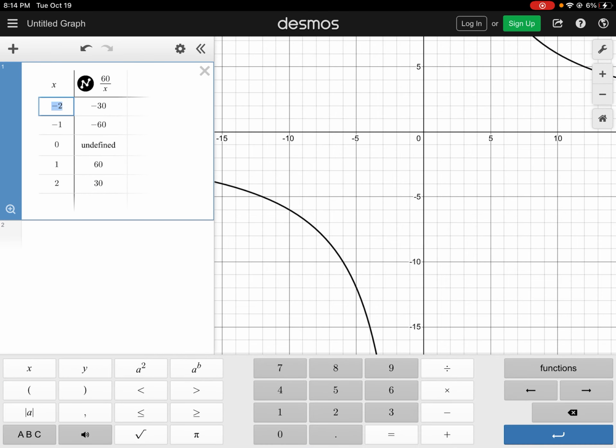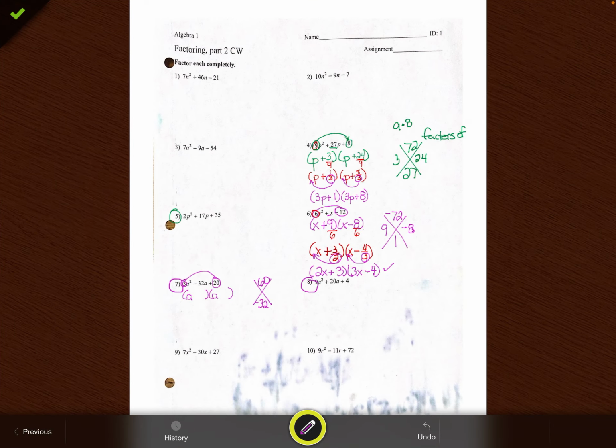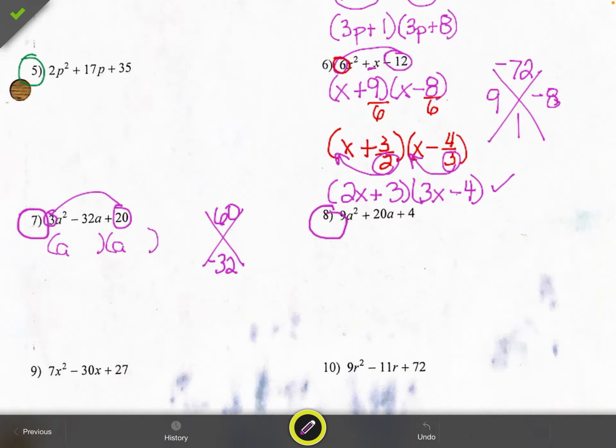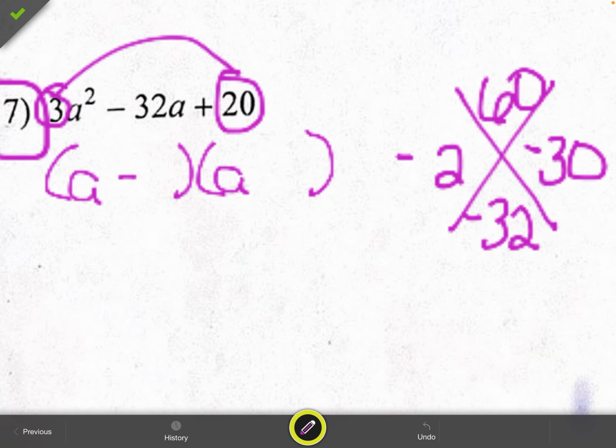Try the first couple. And shockingly enough, the first one actually works, and I don't have to do a bunch of work. Yay. All right, so negative 2 and negative 30 work. When you multiply them, you get positive 60. When you add them, you get negative 32. All right, so minus 2, minus 30.